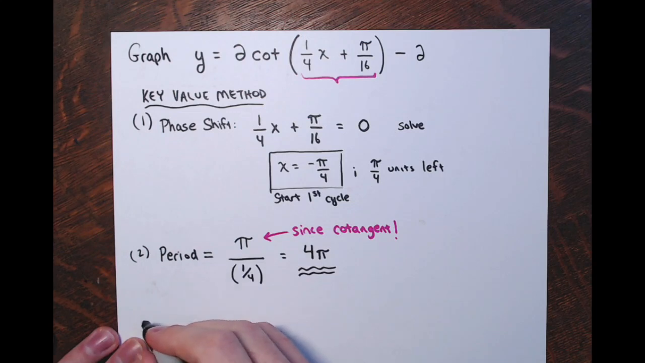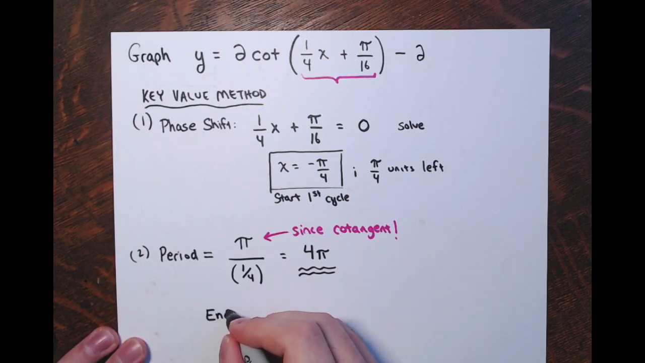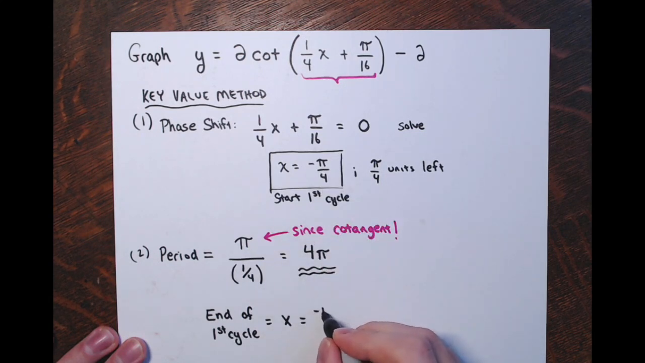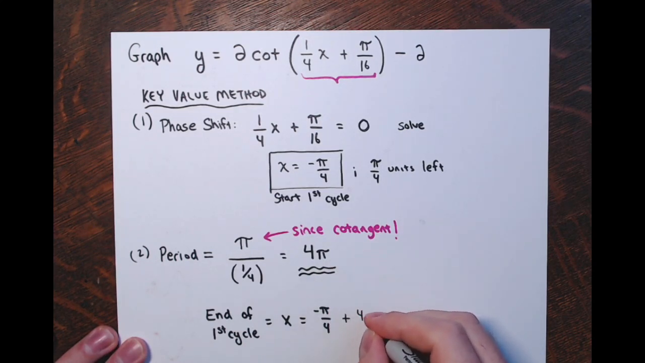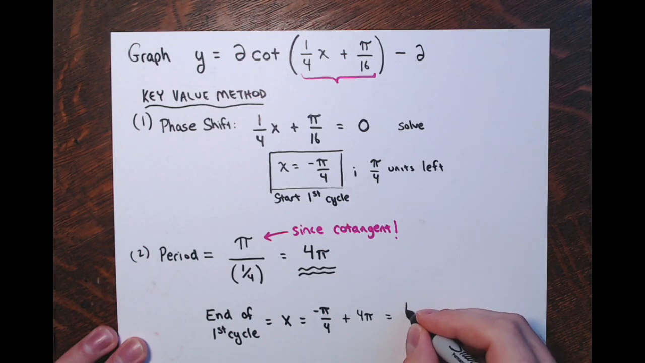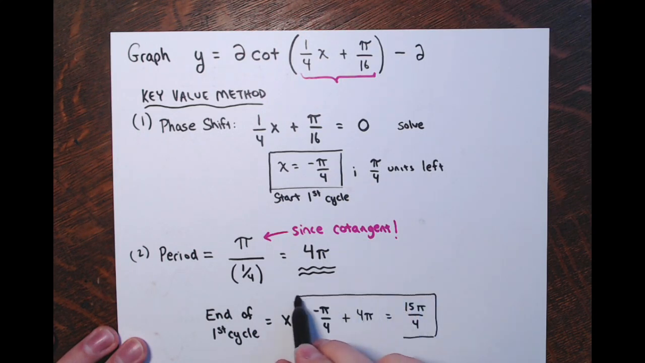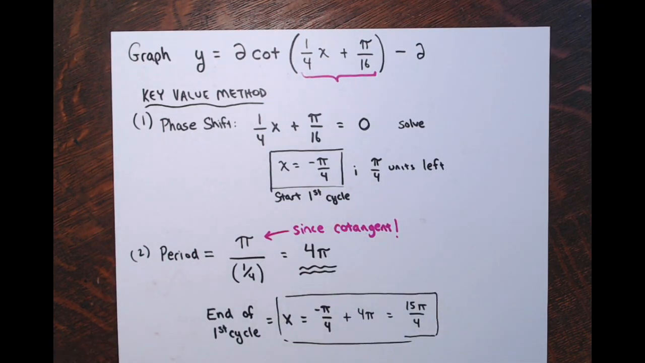So I'm going to determine the end of my first cycle. It will be at x equals, I'll take where I'm beginning it, negative pi over 4, and I'm going to add the period, 4 pi. And that'd be at 15 pi over 4. You've got to get the common denominator: negative pi over 4 plus 16 pi over 4 gives me 15 pi over 4. So I'm going to start my first cycle at negative pi over 4 and end it at 15 pi over 4.